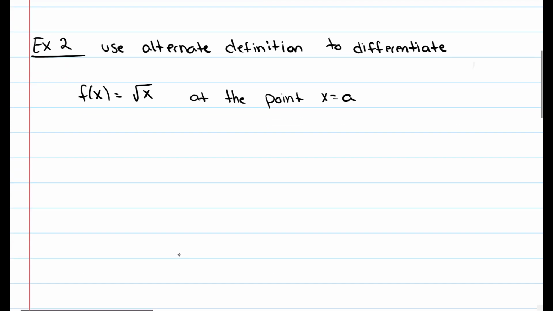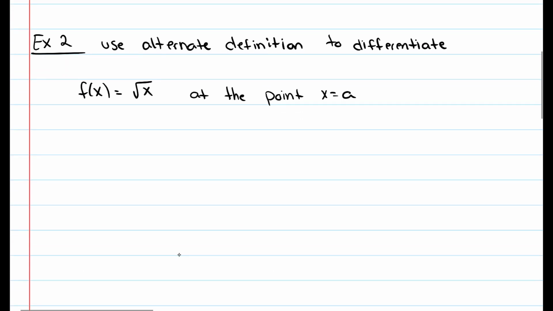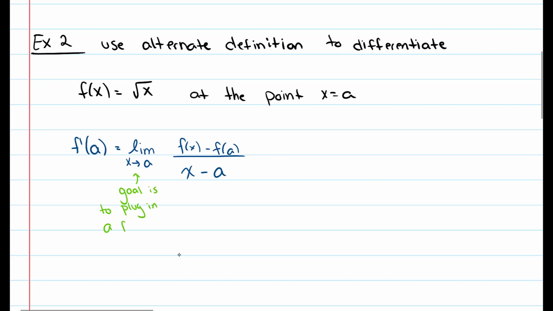So example 2, we're going to use the alternate definition of the derivative to differentiate f of x equals the square root of x at the point x equals a. So wherever we see an x, we're simply just going to put an a. So here we have f prime of a is equal to the limit as x approaches a of f of x minus f of a, all divided by x minus a. So our goal here is to plug in a for x.